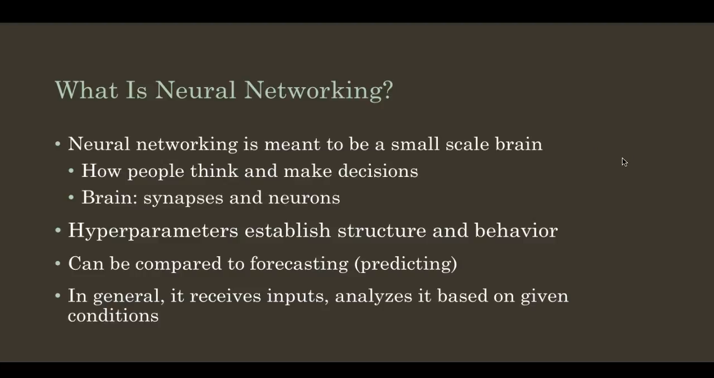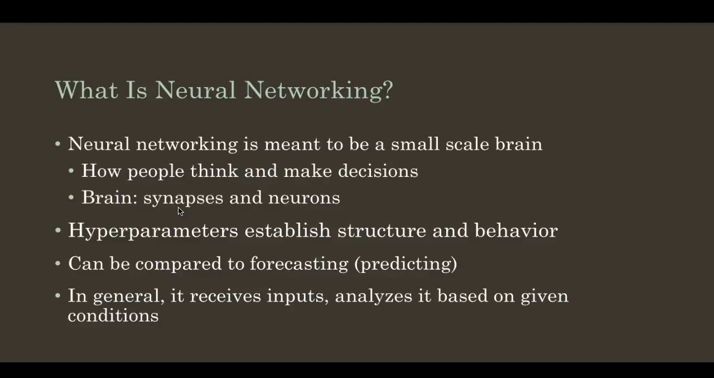Okay, so here we have what neural networking is again. Neural networking is meant to be a small-scale brain. It demonstrates how people think and make decisions. So the program would use the inputs you give it, understand them, and try to figure out some type of output that is the best result. It compares to the synapses in the brain. The connectors would be the synapses, and the neurons would be the nodes that you saw in the input layer, the hidden layers, and the output layers.